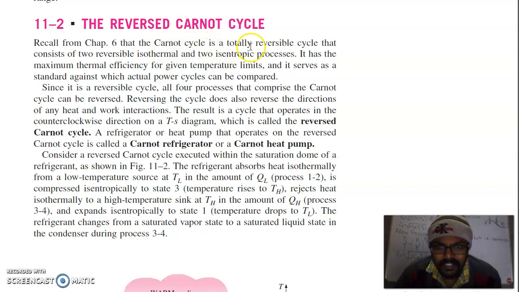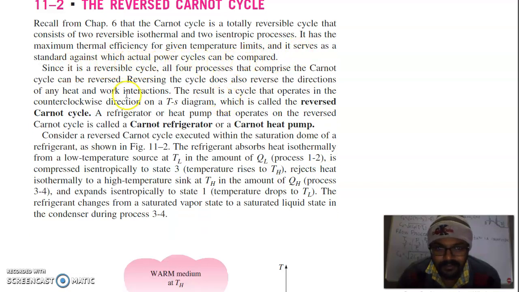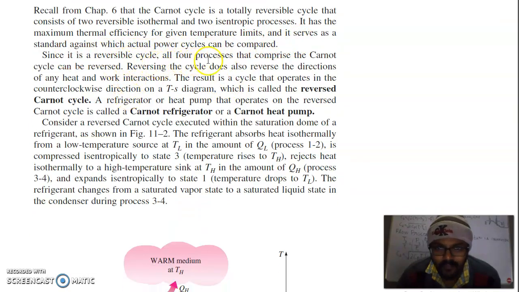The Carnot cycle is a totally reversible cycle that consists of two reversible isothermal and two isentropic processes. It has the maximum thermal efficiency for given temperature limits, and it serves as a standard against which actual power cycles can be compared. Since it is a reversible cycle, all four processes that comprise the Carnot cycle can be reversed. Reversing the cycle also reverses the directions of any heat and work interaction.